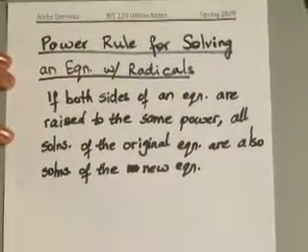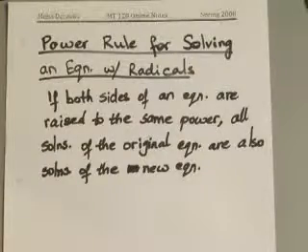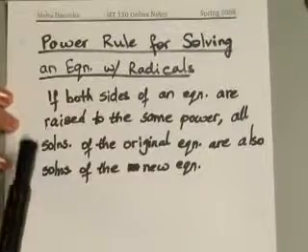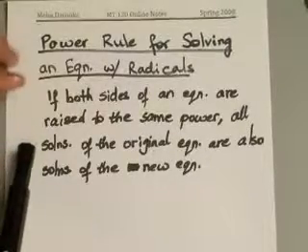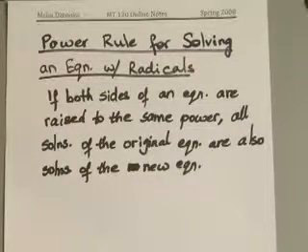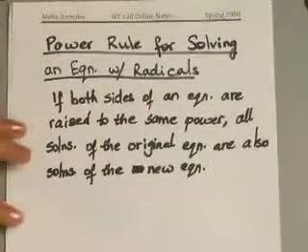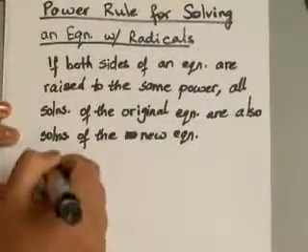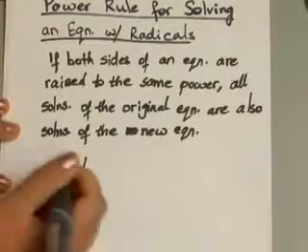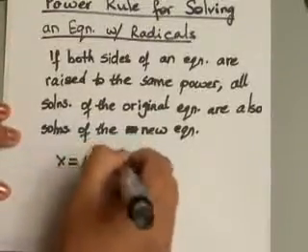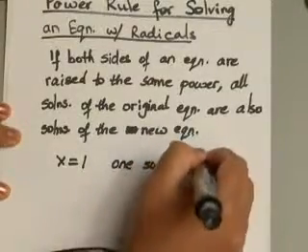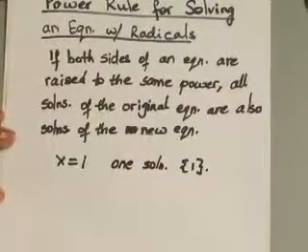equations with radicals. Now, what this rule says is basically if both sides of an equation are raised to the same power, then all solutions of the original equation are also solutions of the new equation. What do we mean by that? Let's say we have this equation x equals 1, and this equation has only one solution, and that solution would be, of course, the set with number 1 in it.